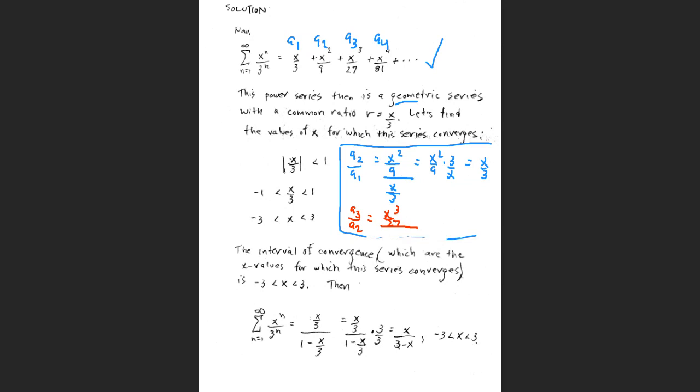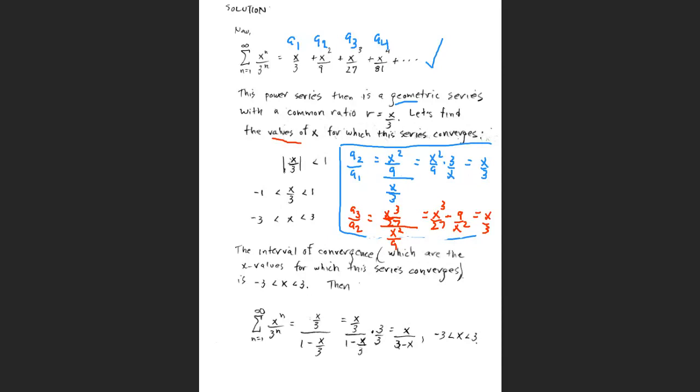Okay, divide that, so you have x cubed over 27 divided by x squared over 9. That's x cubed over 27 times 9 over x squared, and you get back, again, x over 3. The common ratio is x over 3. So we want to find the values of x for which this series converges.